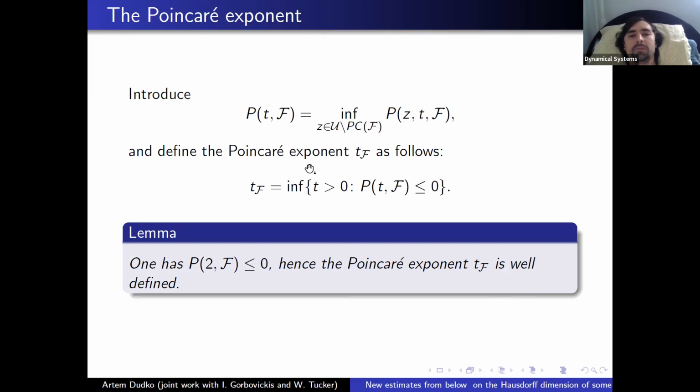And define Poincare's exponent Tf as the infimum of all t for which the T pressure is less or equal to 0. I'm not sure whether it should be called Poincare exponent. Poincare is usually related with convergence or divergence of a series, not about exponential.